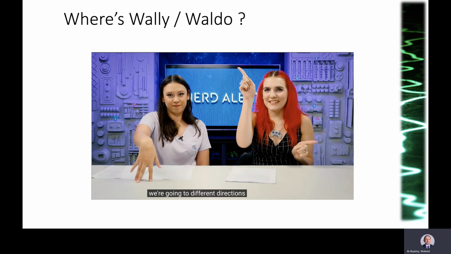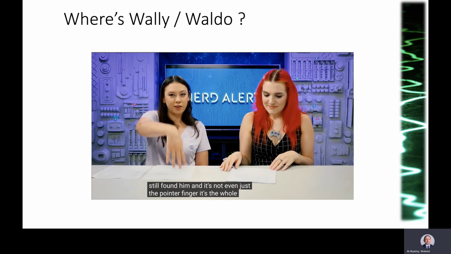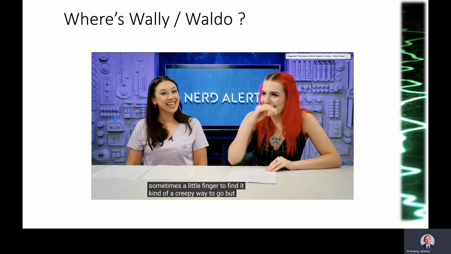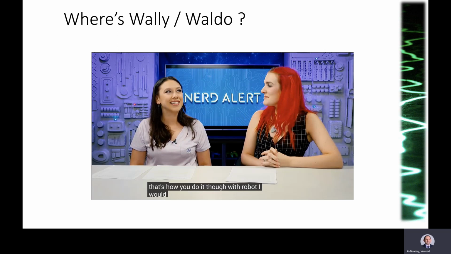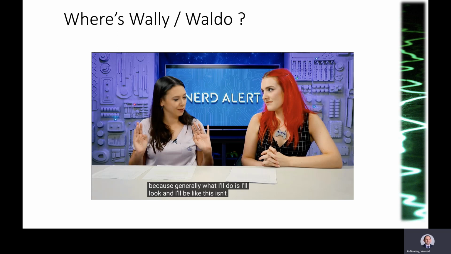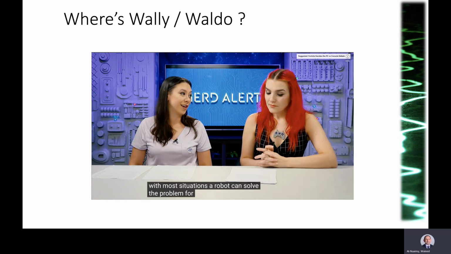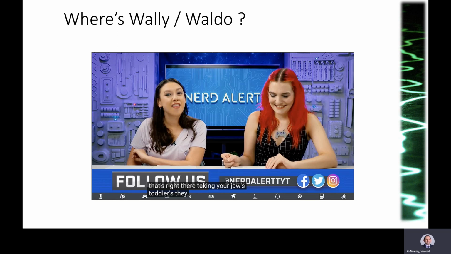Still found him. And it's not even just the pointer finger, it's the whole hand. Sometimes they use the middle finger to find it. And it's kind of a creepy way to go about it. But if you want to take all the fun out of Where's Waldo, that's how you do it. Though with robots, I would say it's more fun to use the robot, because generally what I'll do is I'll look and I'll be like, this isn't worth my time. I better not do this book. And like with most situations, a robot can solve the problem for you. And that's the end. That's right. They're taking your jobs, toddlers. They're finding Waldo now. What will you do?